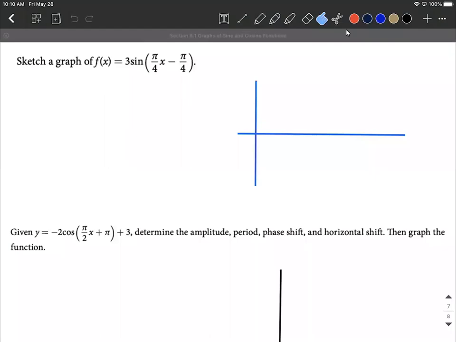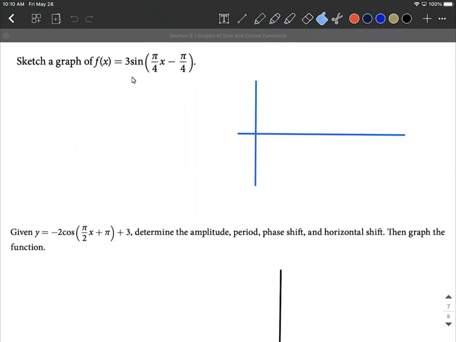Okay, let's graph some more complicated sine and cosine graphs. So on this first one, we have 3 sine of pi over 4 times x minus pi over 4. What's going to go on here is we have a phase shift affecting this graph. It's going to be moved either left or right because we have a number being added or subtracted directly from x on the inside of this sine function. All right, so some things to get going on this.